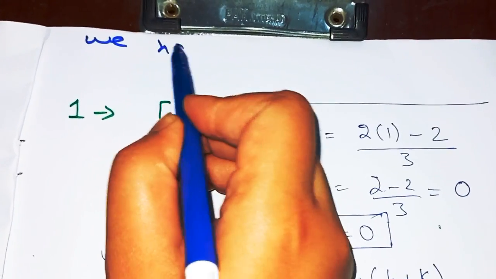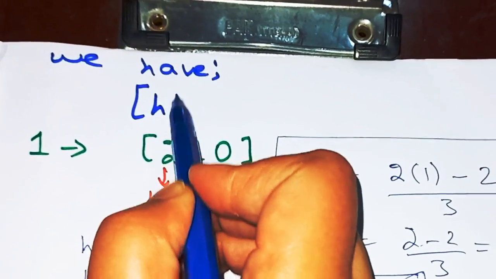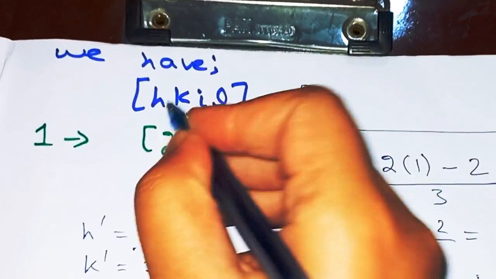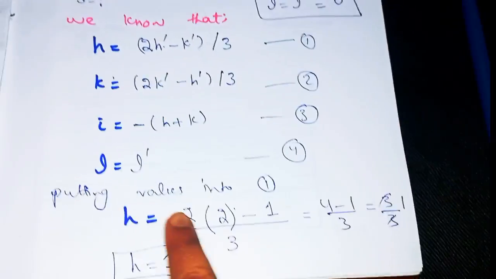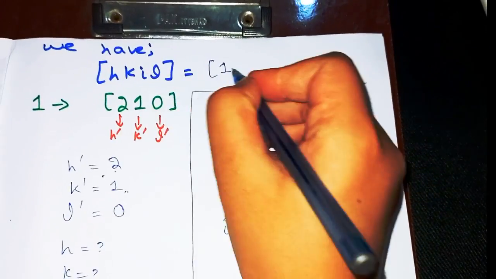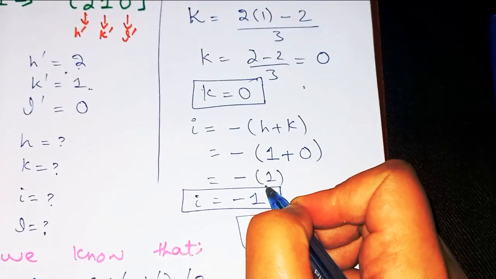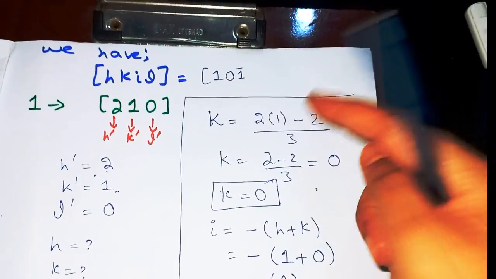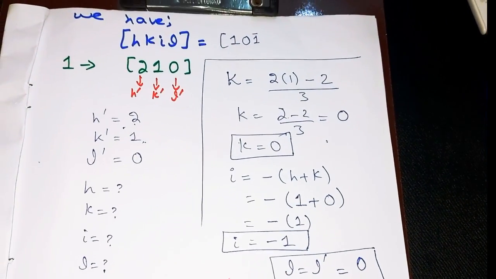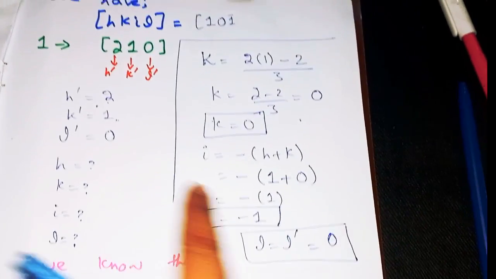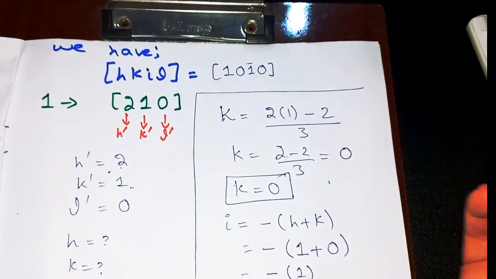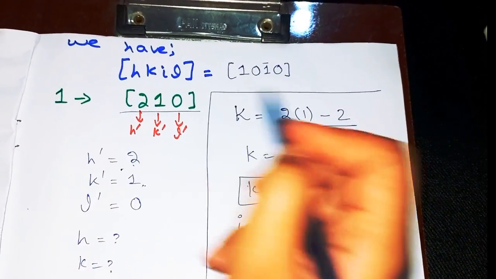We have h, k, i, l to be equal to, first the h index that we got, 1. So it's 1 for h, 0 for k. I is actually negative 1, so it's 1 with a bar over it to show a negative number. We put a bar over the number when we are writing down the Miller indices in bracket form. L is 0. These are the Miller-Bravais indices for this Miller indices set.